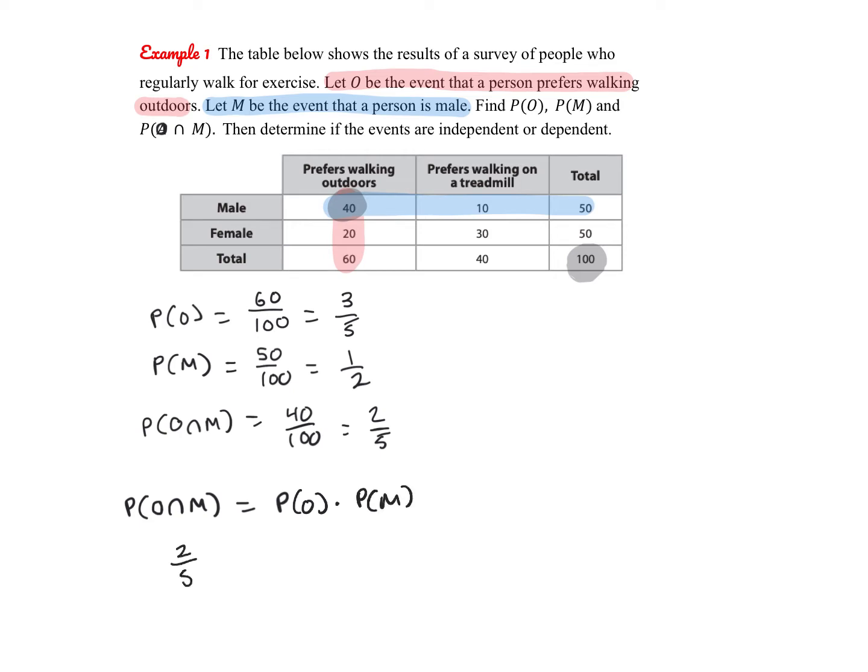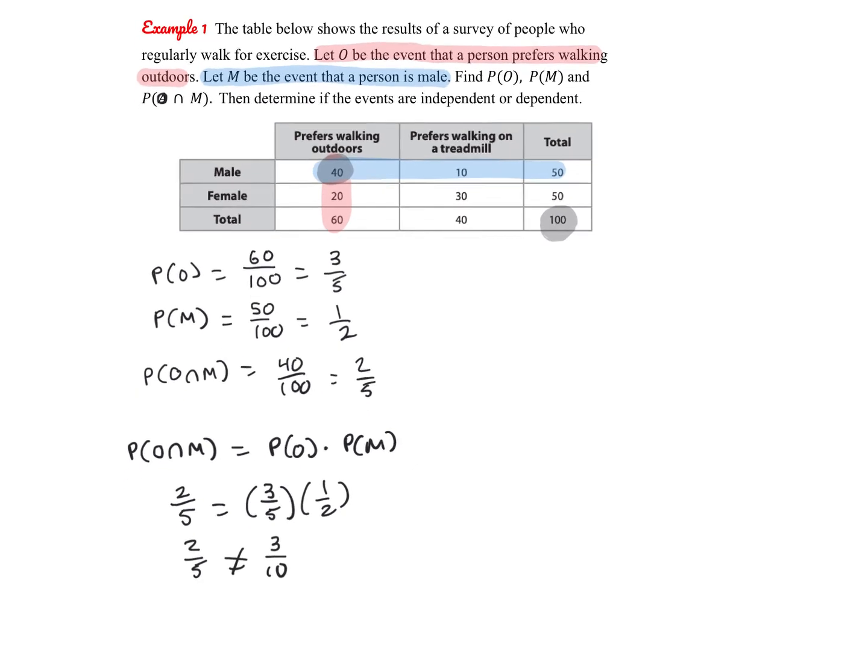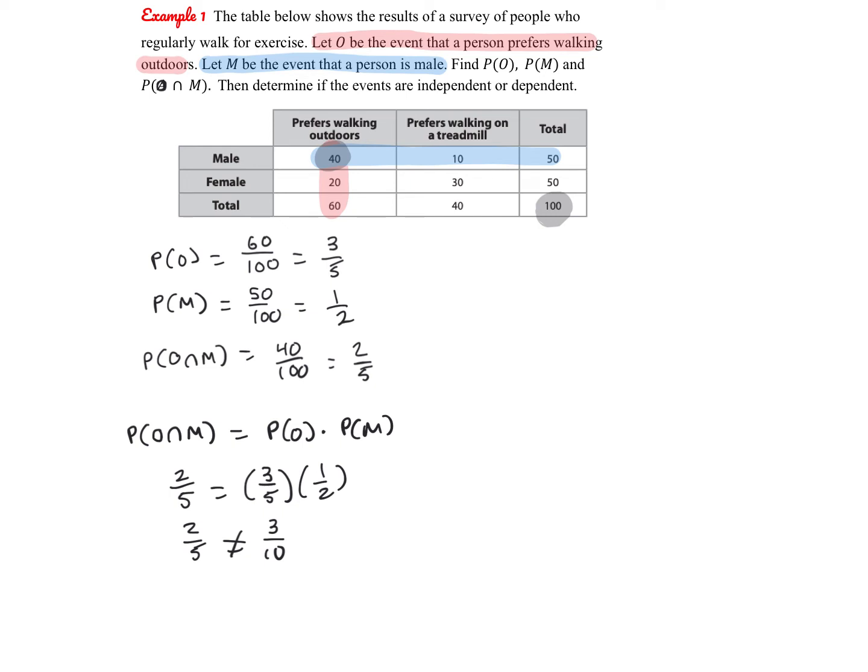So is 2/5 equal to 3/5 times 1/2? Well, 2/5 is not equal to 3/10. So just this alone, we can say that this is not true. So we can say that they are not independent. And if two things are not independent, that means that they are, therefore, dependent. So these two events are dependent.